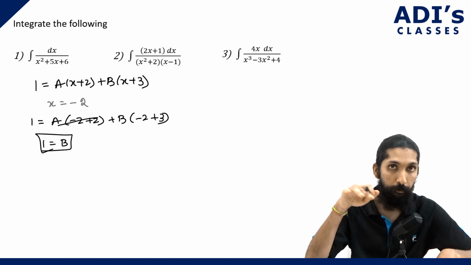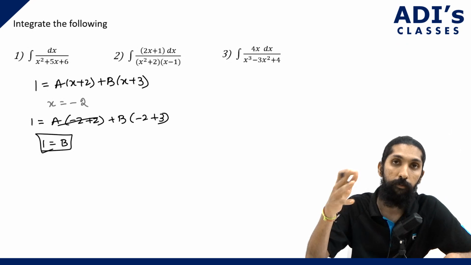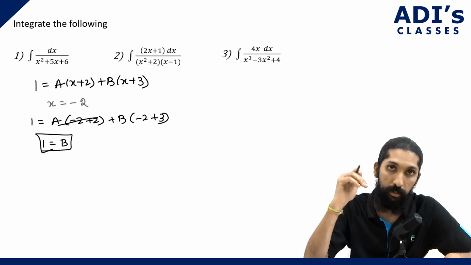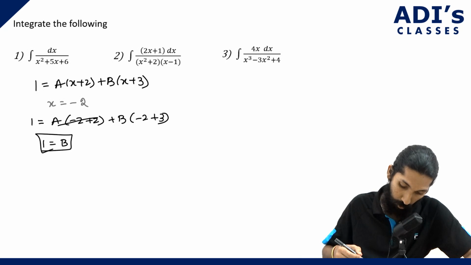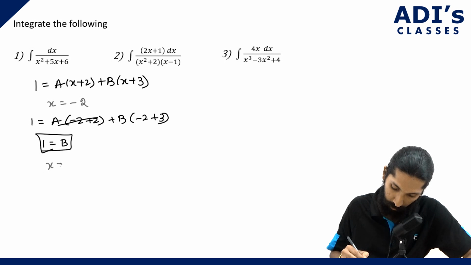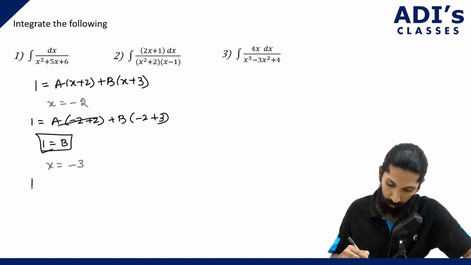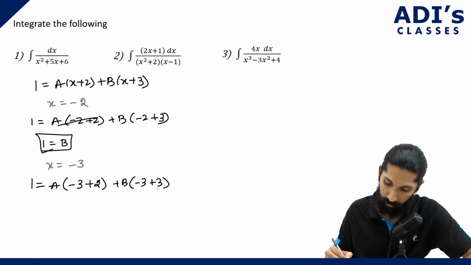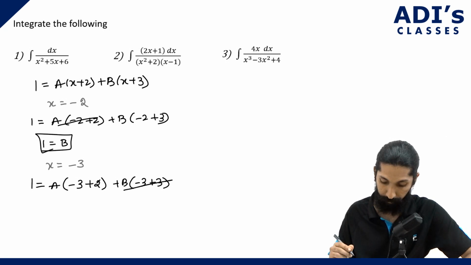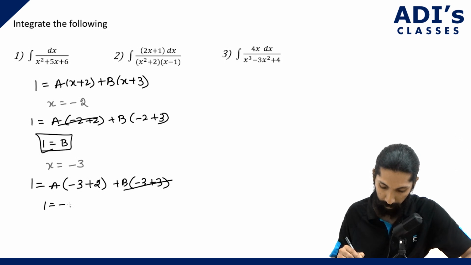Now to get rid of B, what value do we have to take? x as minus 3, right? So now we take x is equal to minus 3. So 1 is equal to A into minus 3 plus 2 plus B into minus 3 plus 3. B becomes 0. So 1 is equal to minus A, so A is equal to minus 1.